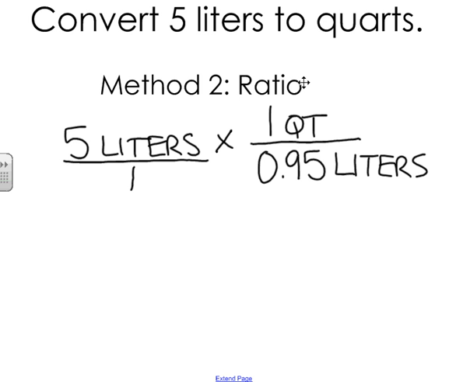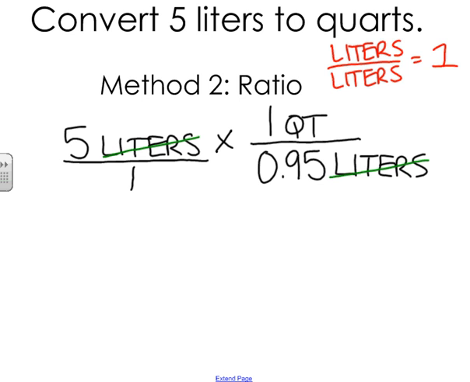Now we've done this a little bit already this year. I want to remind you that if you have anything divided by itself, so for example, liters divided by liters, that will always be equal to 1. Anything divided by itself is 1. So when I multiply these two fractions together, I can simplify liters and liters because that's equal to 1. So I'm going to cross out those units. I still have quarts, but the liters cancel. That's how I know how to set up the second fraction. I wanted them to cancel, so since liters was already in the numerator, I needed to put it in the denominator for the second ratio.